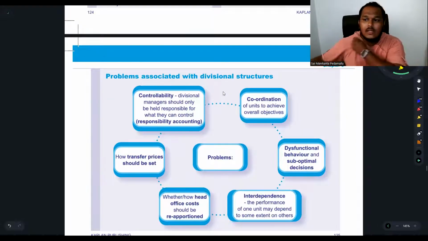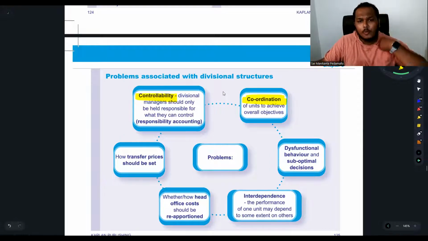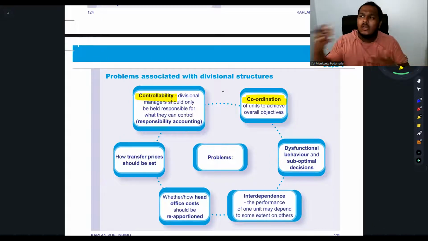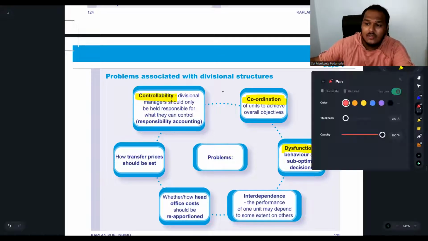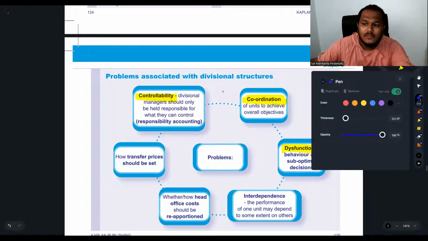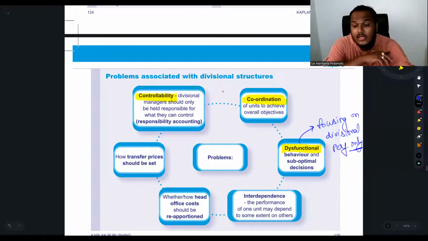Let's just quickly go through that. The first one would be controllability. Yes, some of them are controlled, some of them are not controlled. Coordination could be inappropriate between the different divisions. One division may not be in good sync with another division. There could be dysfunctional behavior. Means what, sir? Dysfunctional means something which is not for the overall benefit of the company. Dysfunctional means focusing on divisional growth rather than focusing on divisional performance only. We are not looking at the overall company's performance. Only the divisions we are worried about.